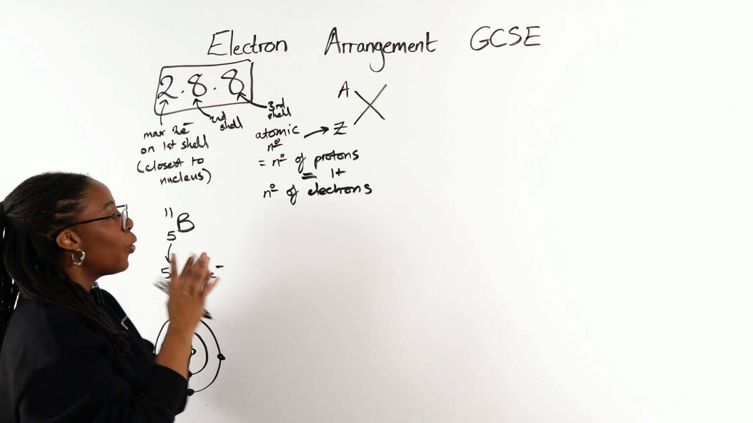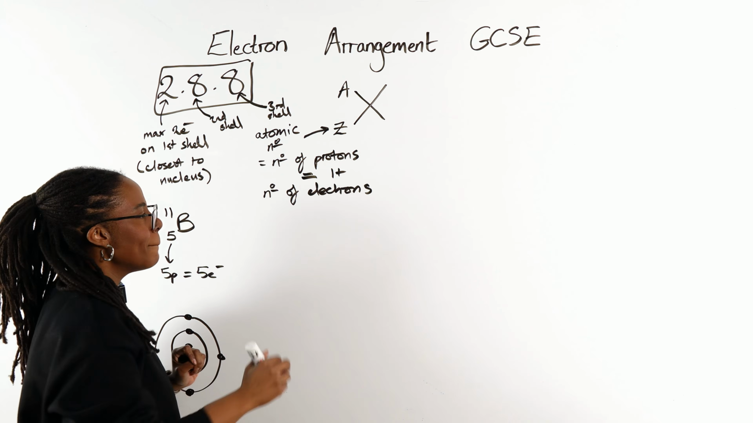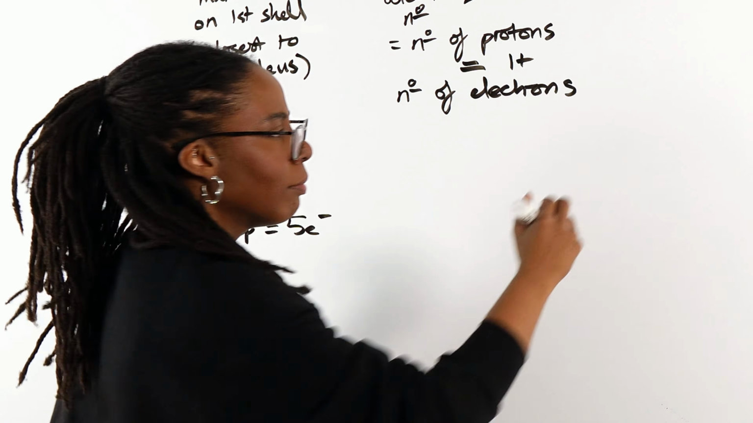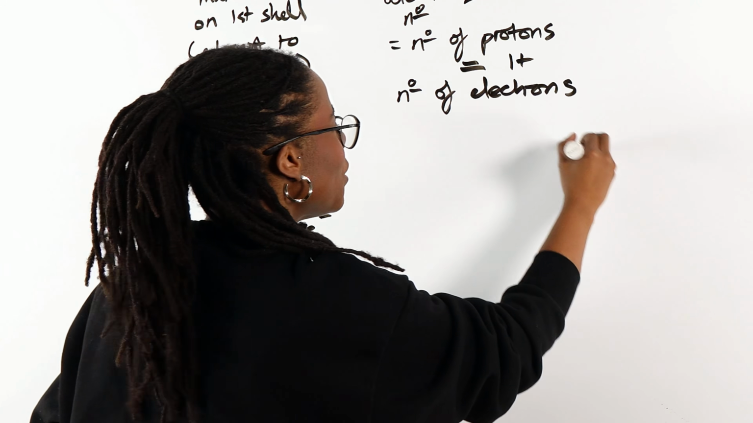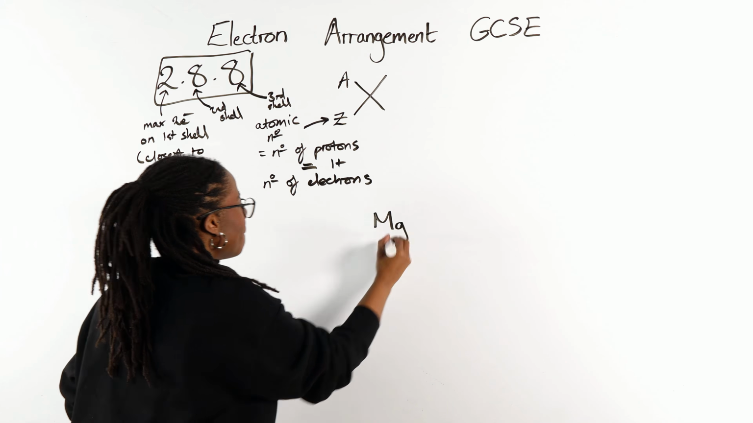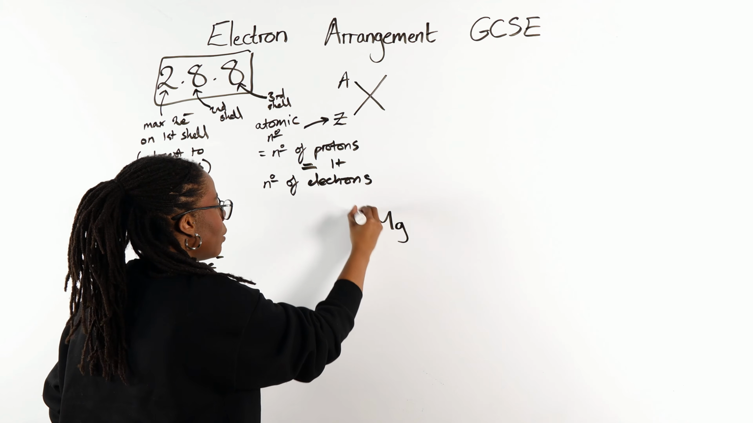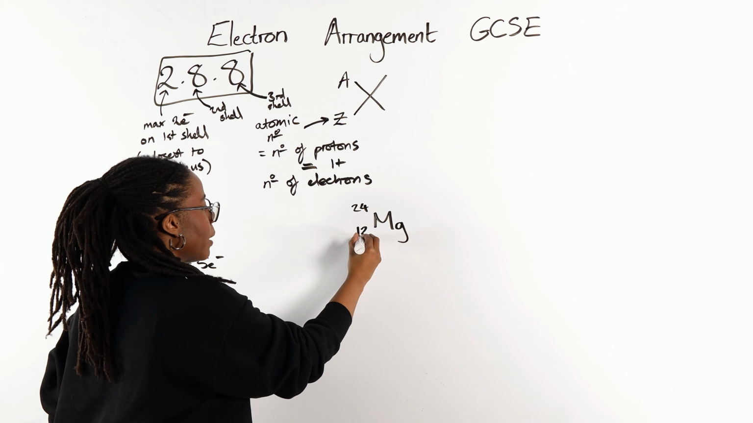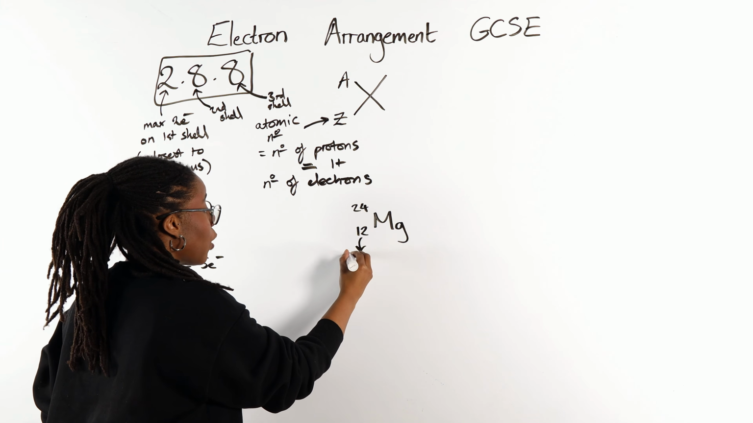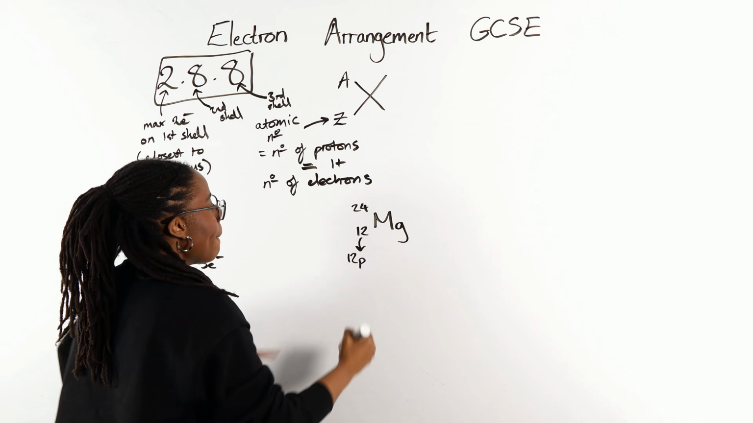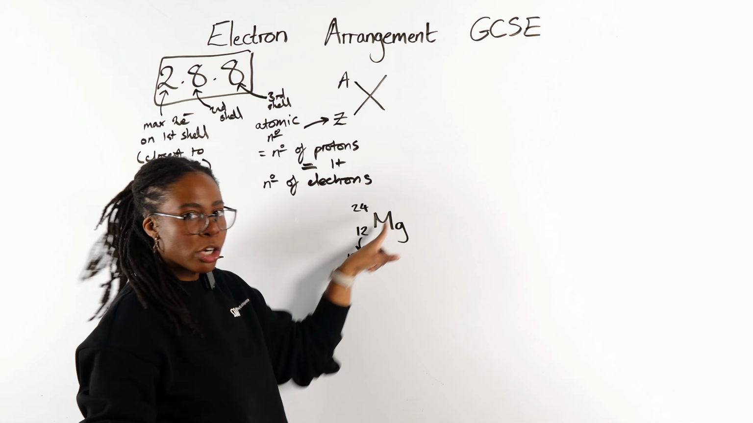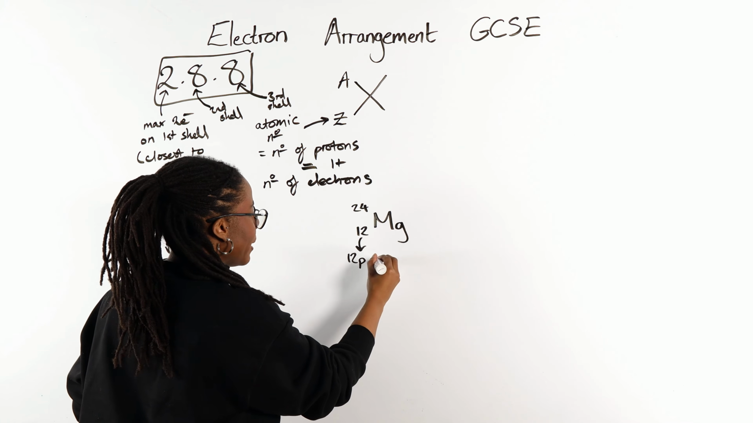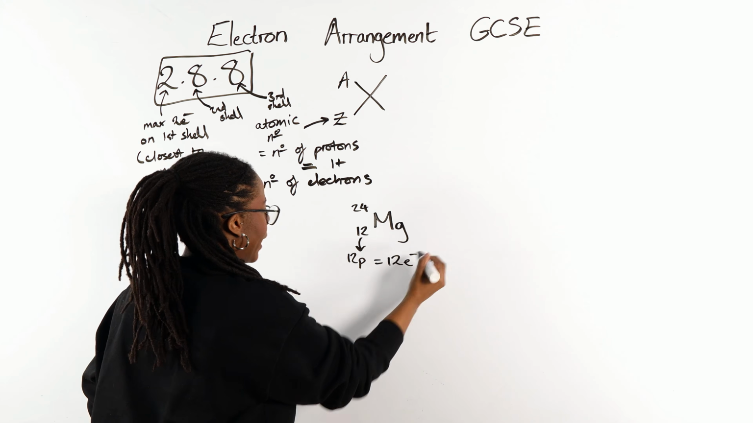Let's go for magnesium. Yeah, why not? Let's do magnesium. Magnesium, let's have 12, 24. So again, the 12 here for the atomic number tells us that we have got 12 protons. And because this is neutral, there's no charge assigned to it, that means we've also got 12 electrons.